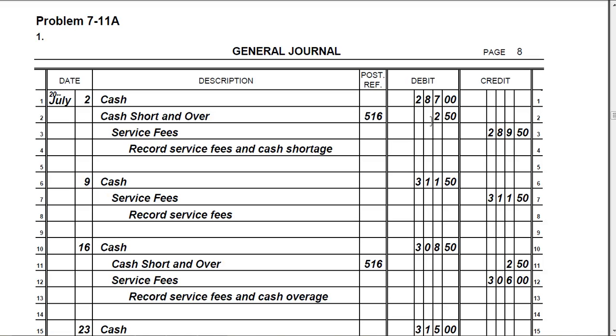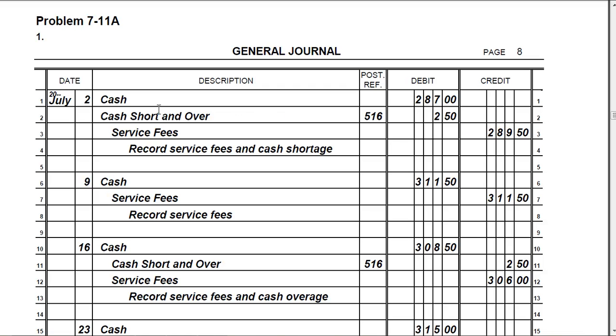And then when we find the difference, we're going to debit our cash short and over for the difference of $2, because we're short. We're supposed to have the $289. We only have $287. So if we add these together, our debits and credits equal. And then this problem also asks you to post.